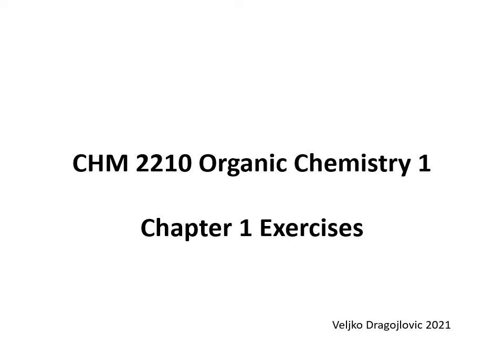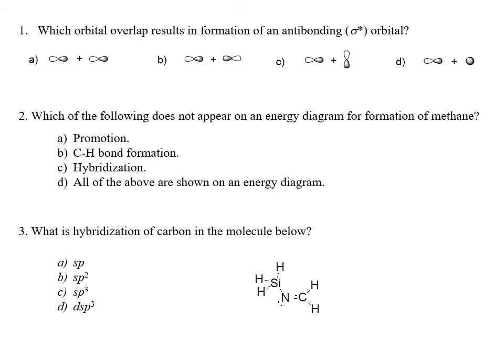In this video, we are going to review 6 questions related to the material covered in chapter 1. First question. Which orbital overlap results in formation of an antibonding or sigma star orbital? So the orbital should be sigma orbital and it should be antibonding.